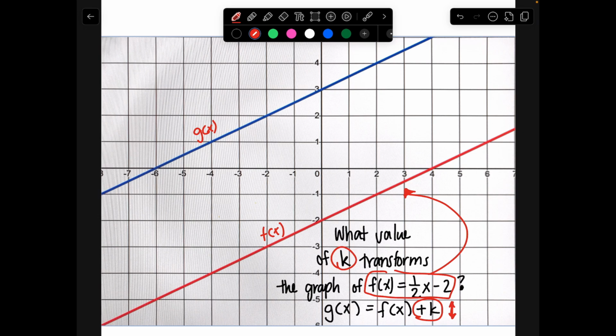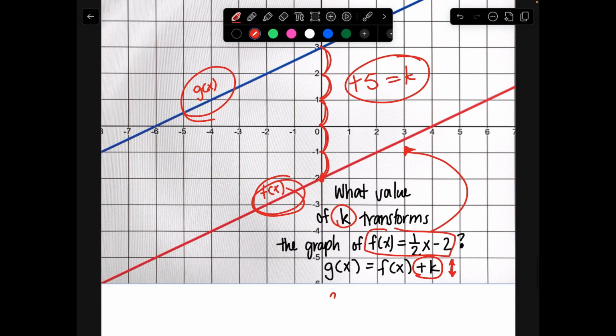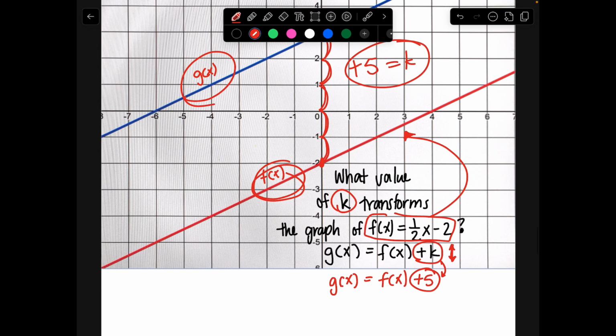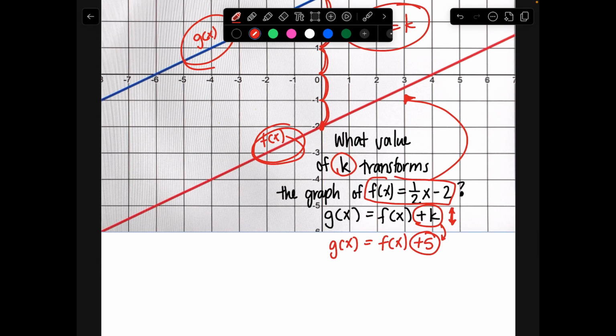Okay, so f of x is this red line, g of x is there. So what did we do to f of x in order to get to the blue line? All you guys need to do is you look at your y-intercept, which is -2. You count how many times it went up. In this case, we went 1, 2, 3, 4, 5. We went 5 up. Therefore, this is your k value. Okay, so your new k value, your equation says g of x equals f of x plus 5. So your new k value would be 5.